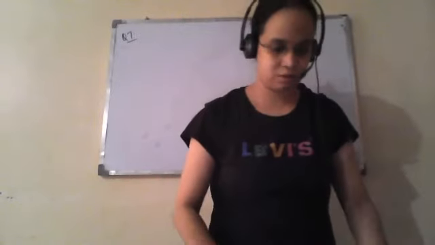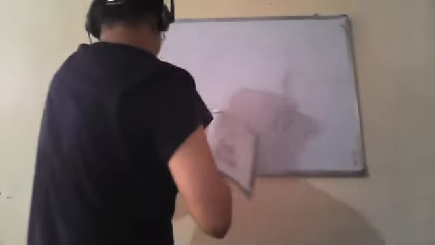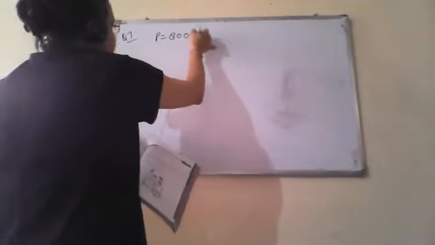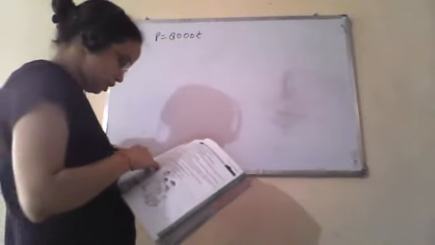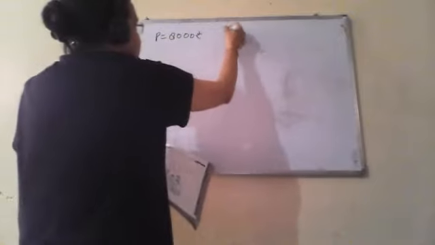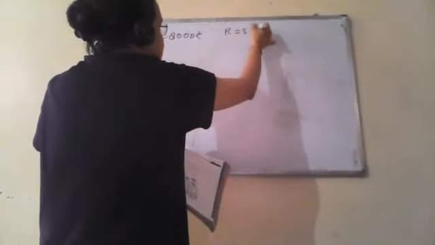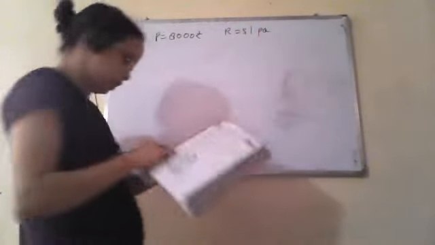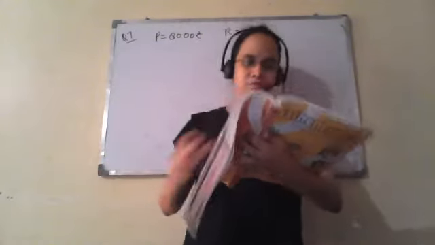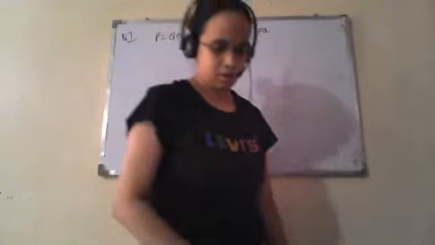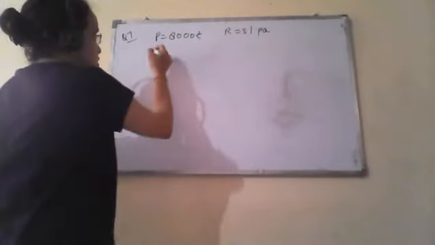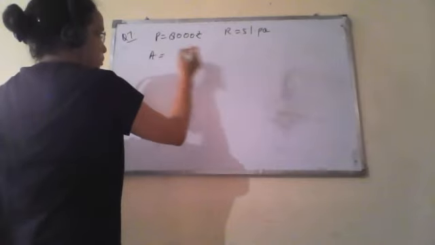For question 7, the principal is rupees 8,000 and the interest rate is 5% per annum compounded annually. Find the amount credited against her name at the end of second year. So first we have to calculate compound interest for 2 years. Sorry, 2 years.